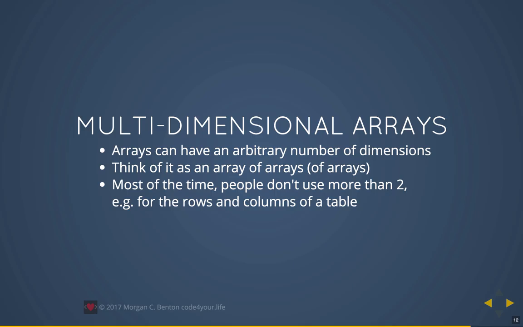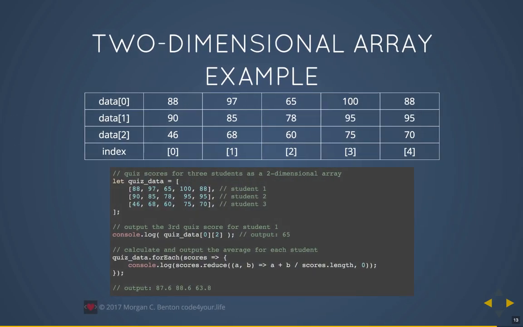Okay, so moving on, the last topic we're going to talk about is the concept of the multidimensional array. Arrays can have an arbitrary number of dimensions. You can think of it as an array of arrays, of arrays, of arrays. Most of the time, people don't use more than two dimensions, for example, as the rows and columns of a table. Here's an example of a two-dimensional array. I've got it written both in table form and also there's a code snippet below.